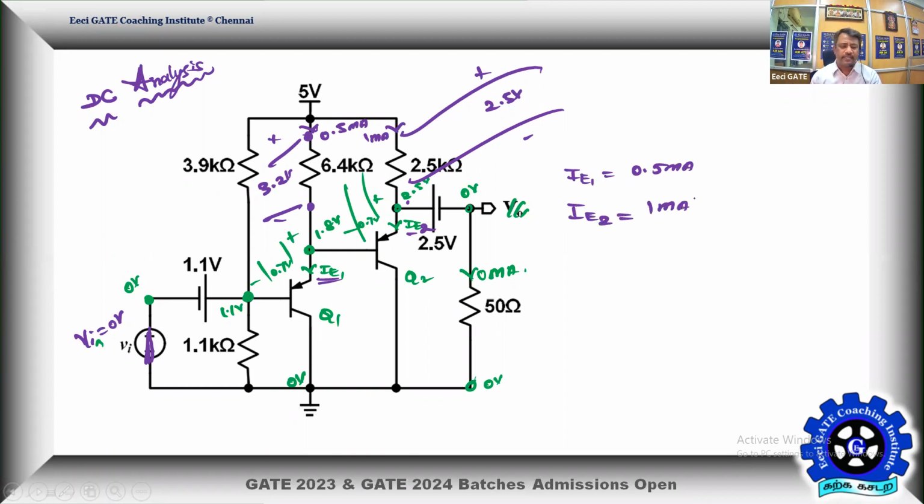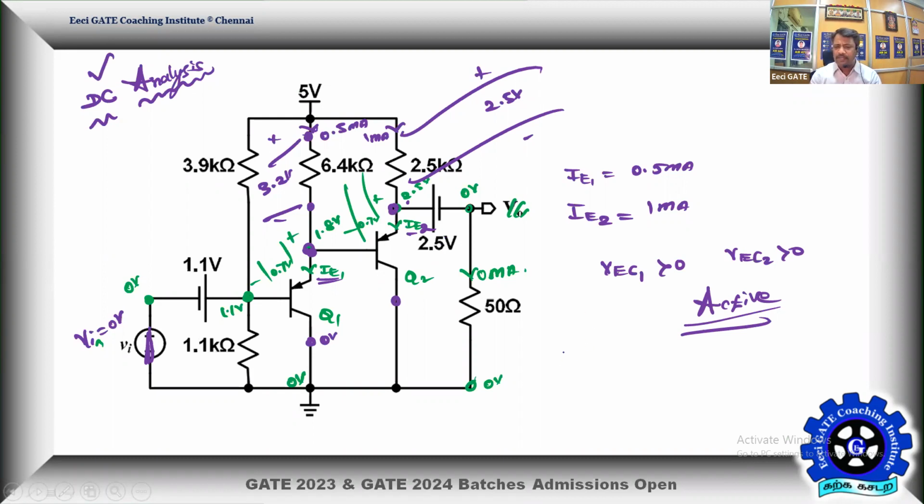So we need to confirm both are active. To be active, the emitter should be higher than the collector. So what is the emitter potential? 1.8, collector potential is 0. Therefore, Q1 is active. And similarly, Q2's collector is 0 and emitter is at 2.5. Therefore, we are able to prove that VEC1 is greater than 0 and VEC2 is also greater than 0. Therefore, both the transistors are active. They can act as amplifiers in the given circuit. That's the end of DC analysis.